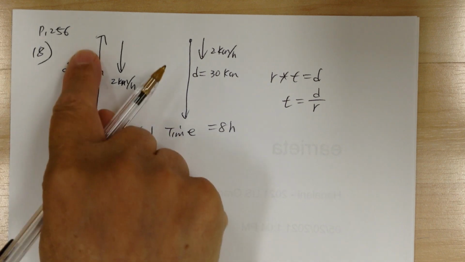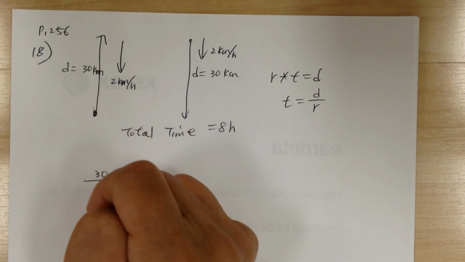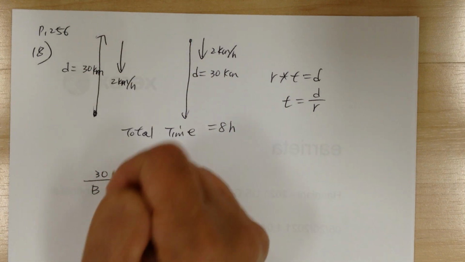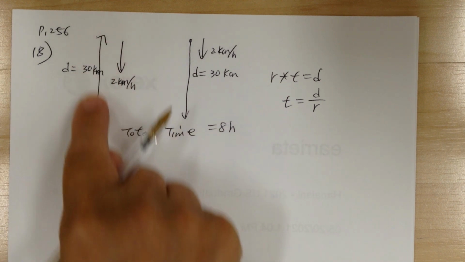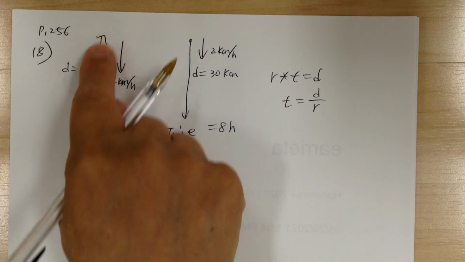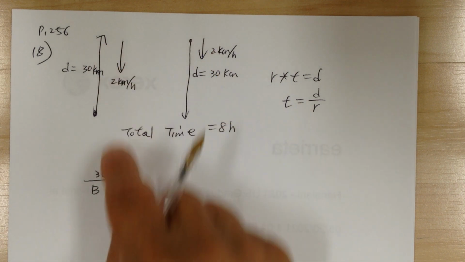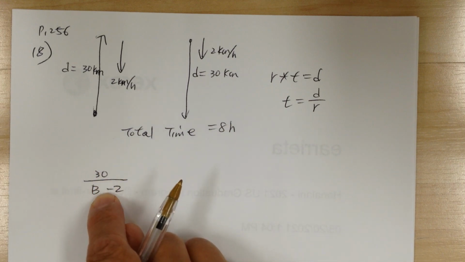So the time going up would be 30 divided by the speed, which would be the speed of the boat minus 2. See, this is the speed of the boat, right? So it's going upstream, so the boat is going up and the water is pushing it back. So that's your minus. Again, distance divided by the speed will give you the time.